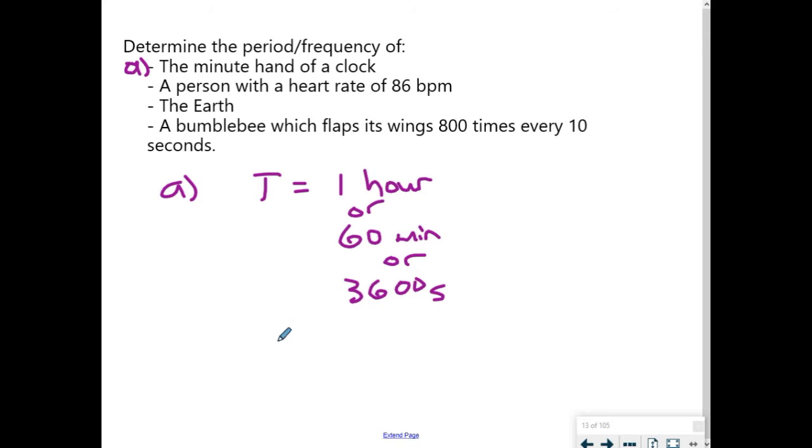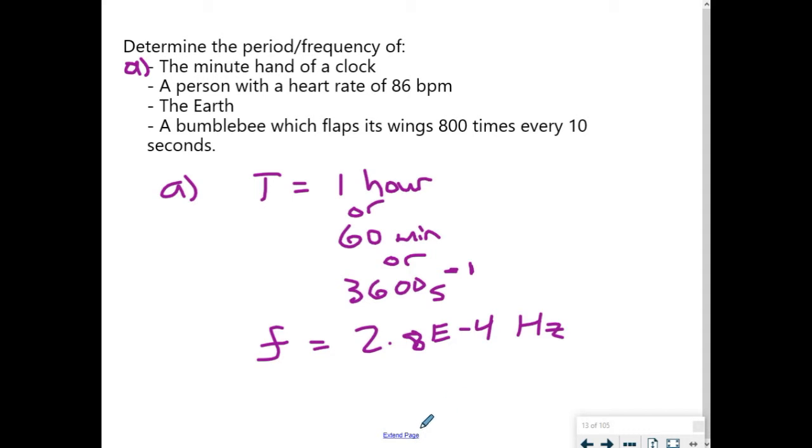Now, if I wanted to calculate the frequency, the best one to use would be to make this guy right here go to the -1. Because if I took 3,600 to the -1, I'm going to get 2.8 × 10^-4 hertz.